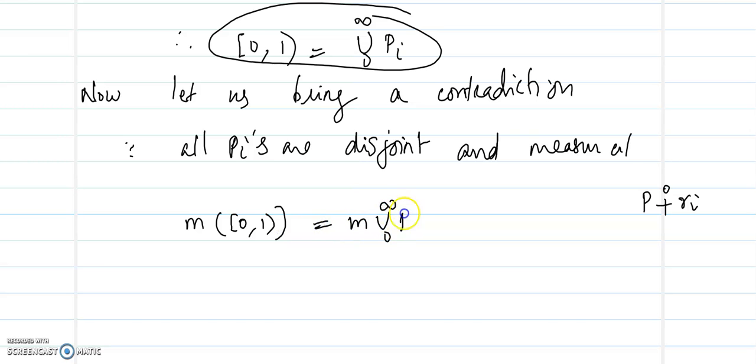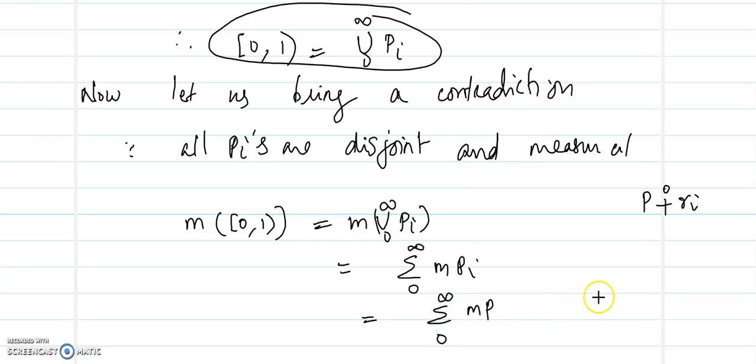So therefore by the additivity property, when you take measure of close 0 1, that will be equal to measure of union 0 to infinity pi. By the additive property, that will be equal to summation 0 to infinity m of pi. Now by the lemma m of pi will be equal to m p. ഇനി on the left side you have an interval. So the measure will be equal to length of 0 1. So that is going to give us summation 0 to infinity mp equal to length of close 0 open 1, which will be equal to 1. And now നമുക്ക് ഈ സീരീസ് ഇപ്പോൾ summation 0 to infinity mp ആണ്.